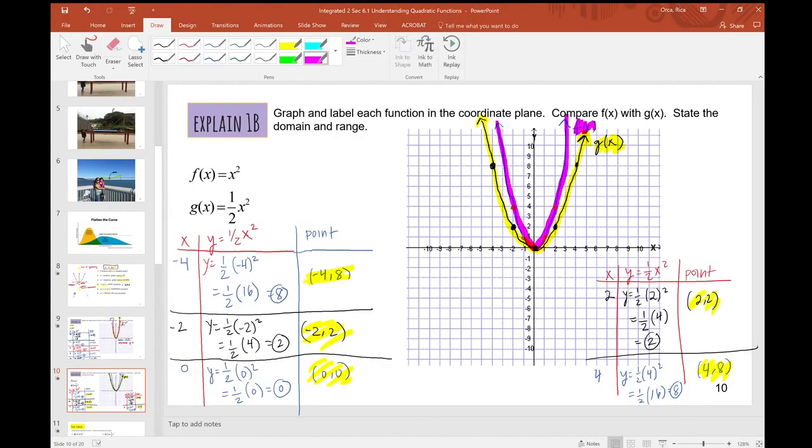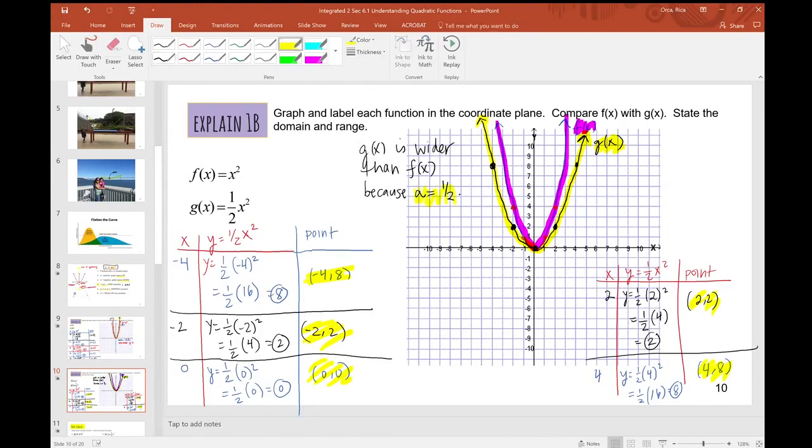So if you compare the two graphs, notice how g of x is wider than f of x. And that's because of our a value. So g of x is wider than f of x because a is 1/2.